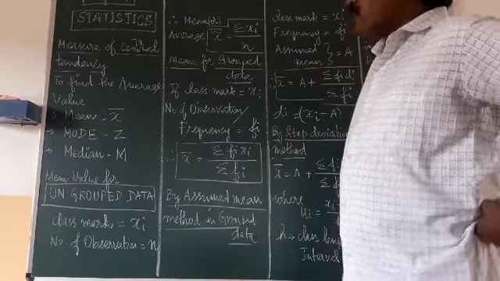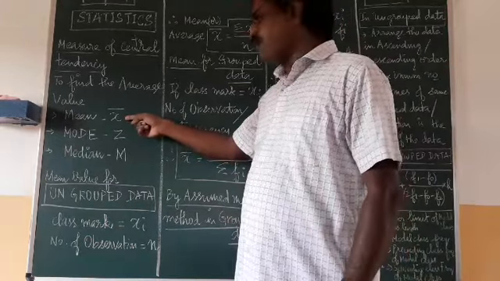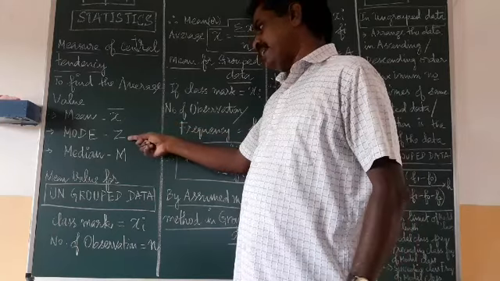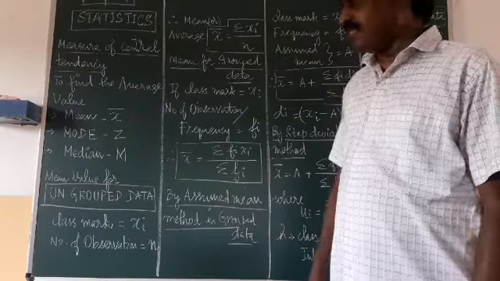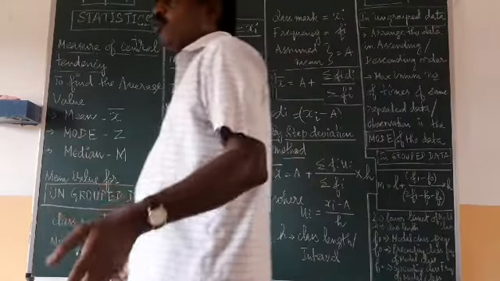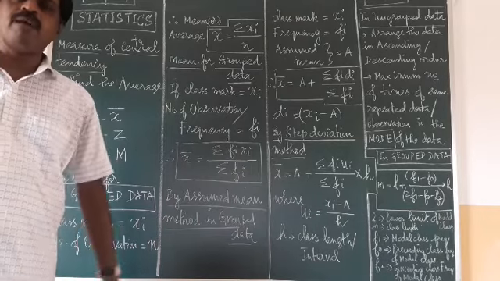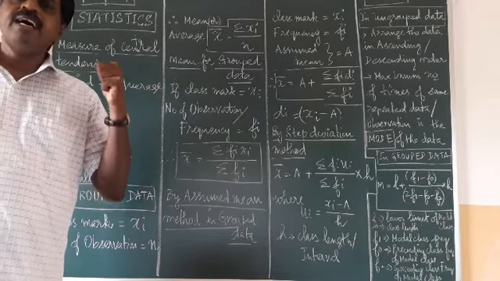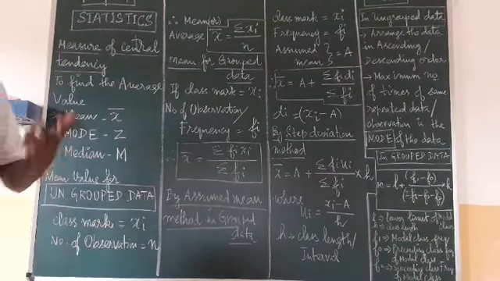What we are going to study in 10th standard is the mean value, mode z and median m, which we are going to calculate by formulas. Here too, for ungrouped data and for grouped data, two formulas we will be applying for calculating the average or mean value. First one, to find the mean.